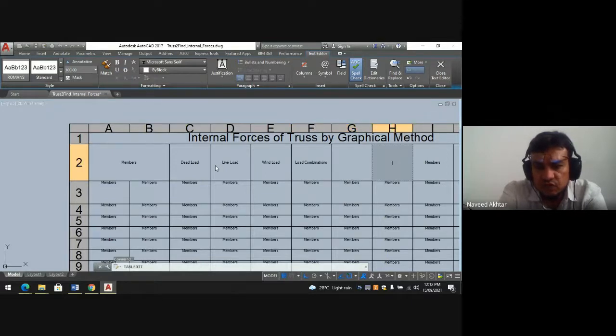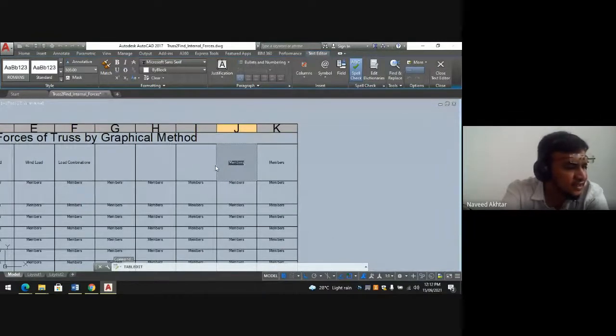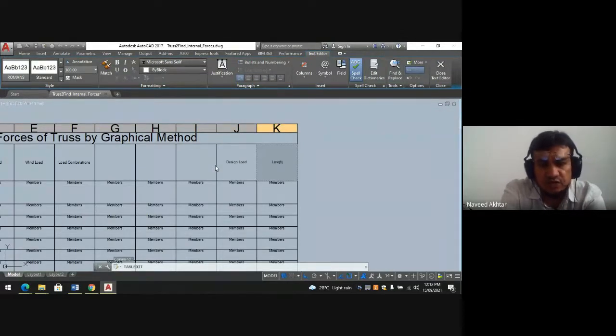You will take 4 types of load combination, and then design load will be selected from the load combination, and then we will select the length of member which we are going to design. Length of member. This is the work point.